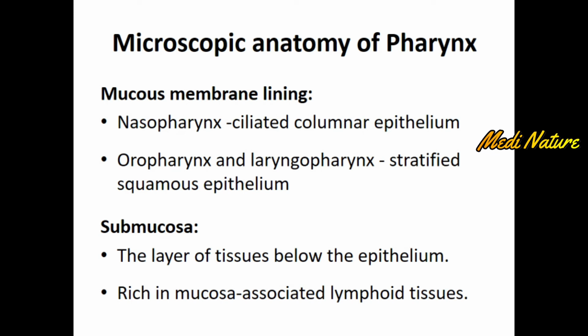And then the submucosa, that is the layer of tissue just below the epithelium. The submucosa is rich in mucosa-associated lymphoid tissues because both air and food come from outside of the body. These tissues are important in the immune system, which protects your body against incoming foreign agents.